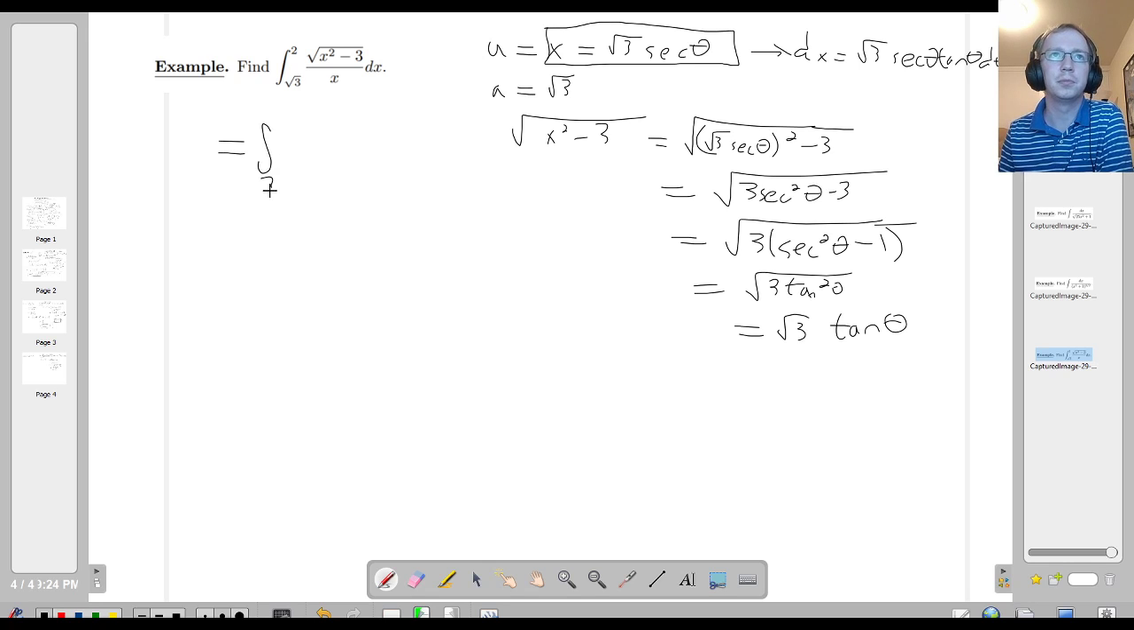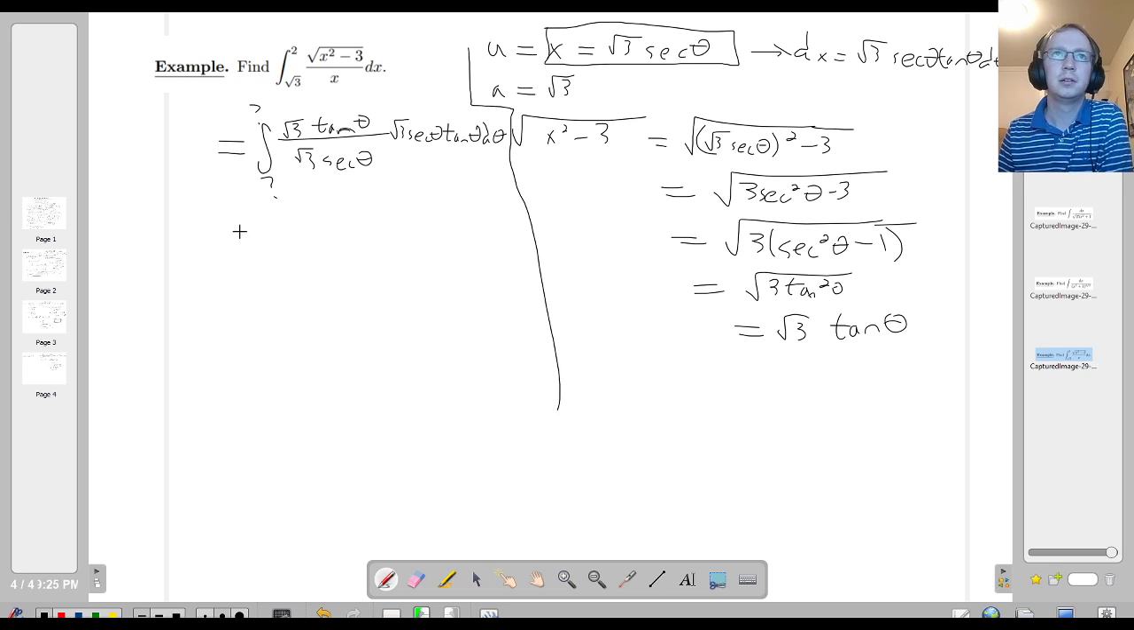I've got the integral from, and I'm just going to put something to something, because I haven't changed my limits of integration yet. So let's see, this square root term is root 3 tangent theta. On the bottom, x is supposed to equal root 3 secant theta, and dx is root 3 secant theta tangent theta d theta. Okay, let's clean that up a little bit. Secant theta over secant theta, that's gone. Root 3 over root 3, that's gone. What I end up with here is root 3 times the integral of tangent squared theta d theta.